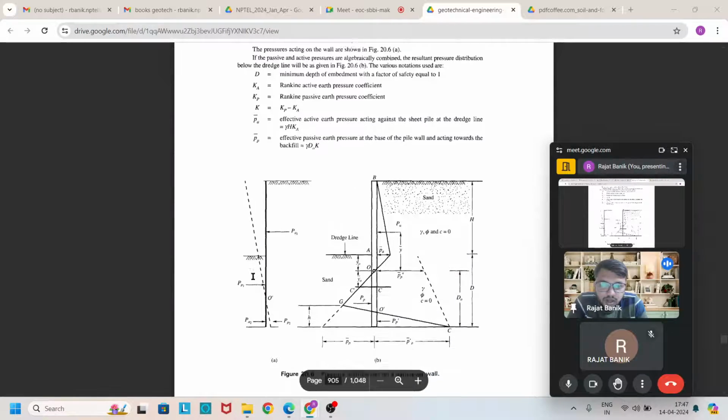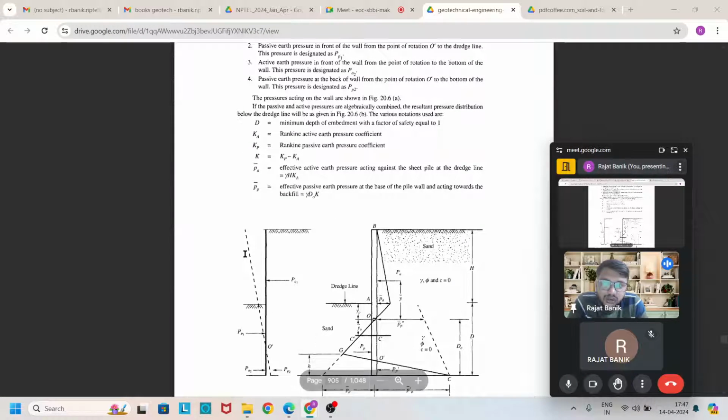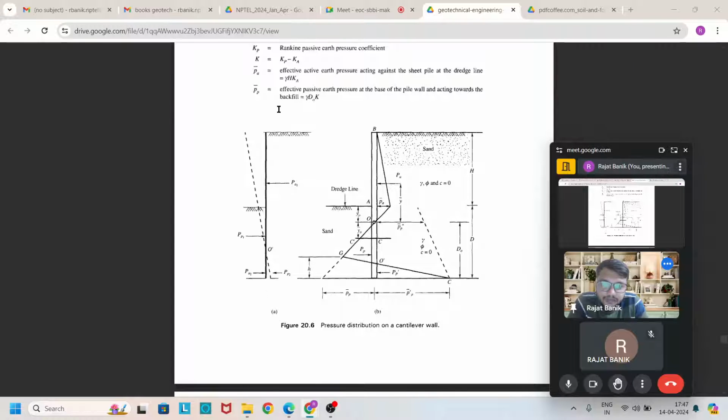Now we have to find out. We discussed earlier the pressure diagram associated with this sheet pile. In this diagram, this deep dark line is the sheet pile, and it is rotated about a point O due to the earth pressure acting on both sides. On the right side the active earth pressure is acting, and on the left side the passive earth pressure is acting. But below the point of rotation, this is opposite: on the left side active earth pressure is acting, and on the right side passive earth pressure is acting. So these are the pressure diagrams of this sheet pile.